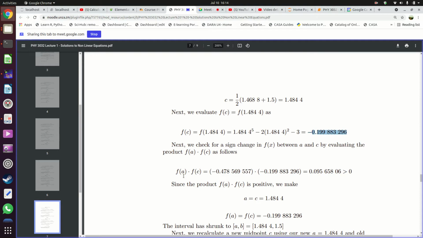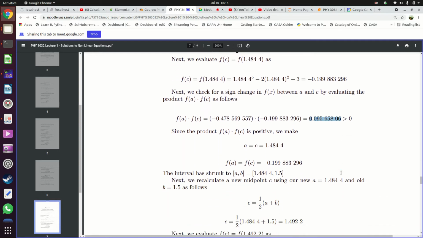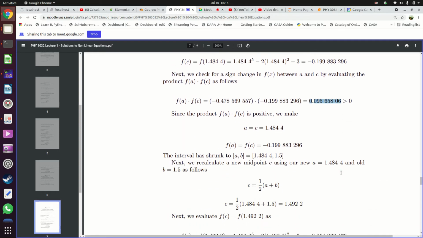So you multiply f of A times f of C, which is this negative number times this negative value. Then you multiply them, you get a positive value. So again, it's telling you that there's no solution between A and C. So if there's no solution between A and C, then you make C become equal to A. So now your A becomes 1.4844, and your f of C becomes f of A, which is going to be equal to this.